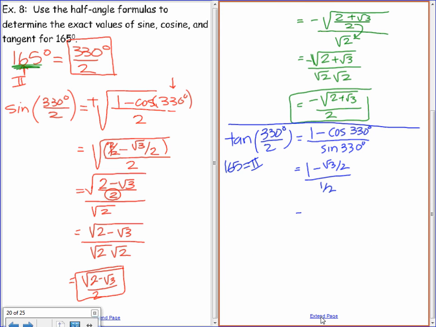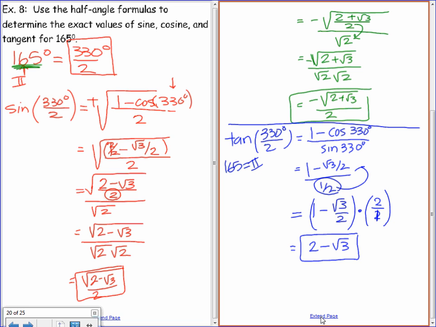Okay, so how do I simplify this? I'm going to rewrite this as 1 minus the square root of 3 over 2, not divided by 1/2, but times 2. I'm going to just take this denominator and put it up. So if I distribute this, I get 2 minus the square root of 3, and I think I'm done. Isn't that fabulous? That's all I got. All right, fantastic.